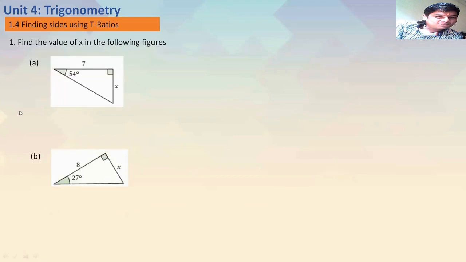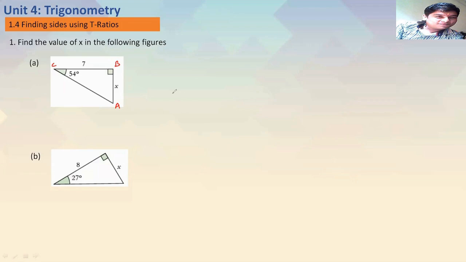Okay, let's solve these questions. Let's make it fast. So in the first figure, let's name the vertices. Let's call this A, this B, and this C. Notice that you have to find AB, that is x. The angle is at C. It's 54 degrees. What do we do? So we need to find the opposite, and we have the information about the adjacent. Very good.